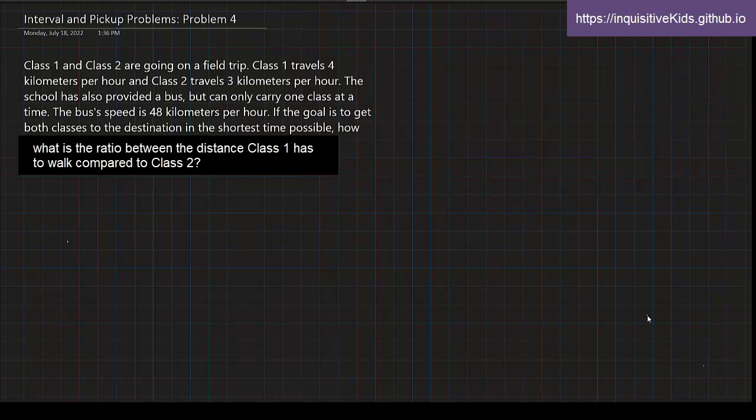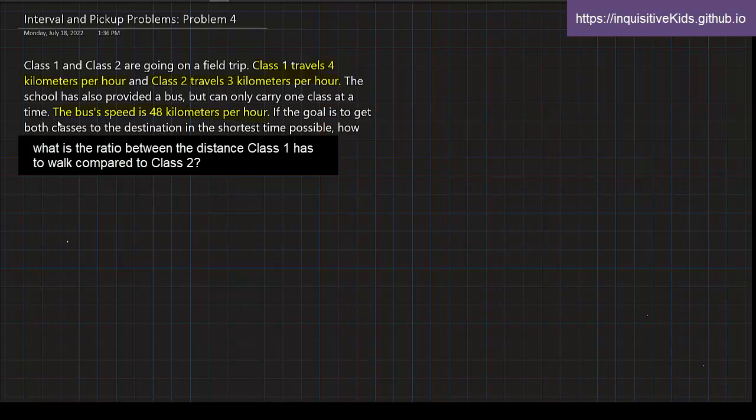Problem 4. Class 1 and Class 2 are going on a field trip. Class 1 travels 4 kilometers per hour, and Class 2 travels 3 kilometers per hour. So, unlike last time, the speeds of these two classes when walking are different. The school has also provided a bus, but it can only carry one class at a time. The bus's speed is 48 kilometers per hour.